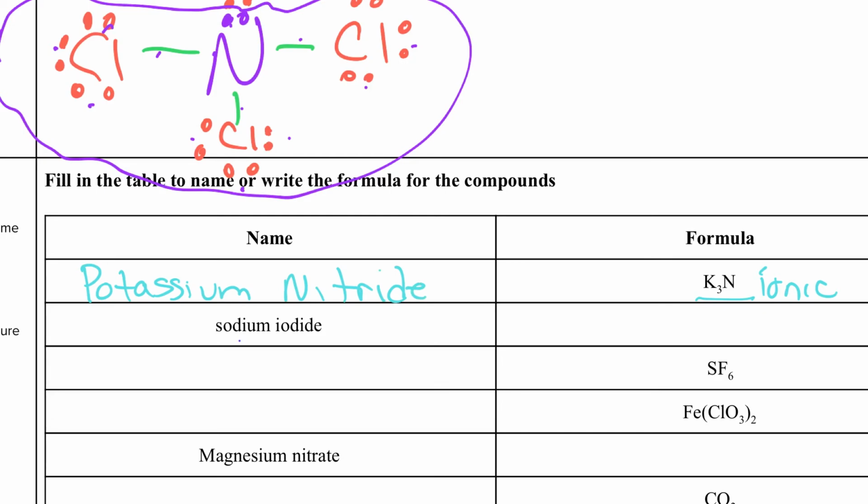Okay, now sodium iodide. Sodium's a metal. Iodine is a nonmetal, so this is ionic. So sodium is Na, and it's got a +1 charge. Iodine is a -1 charge, so our formula is NaI.